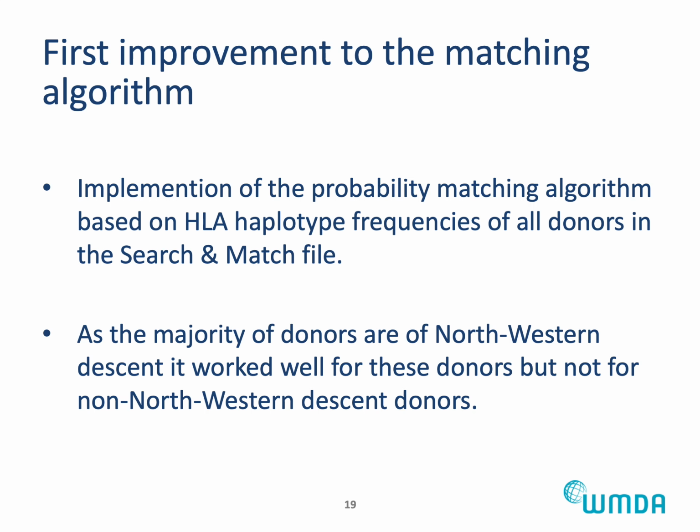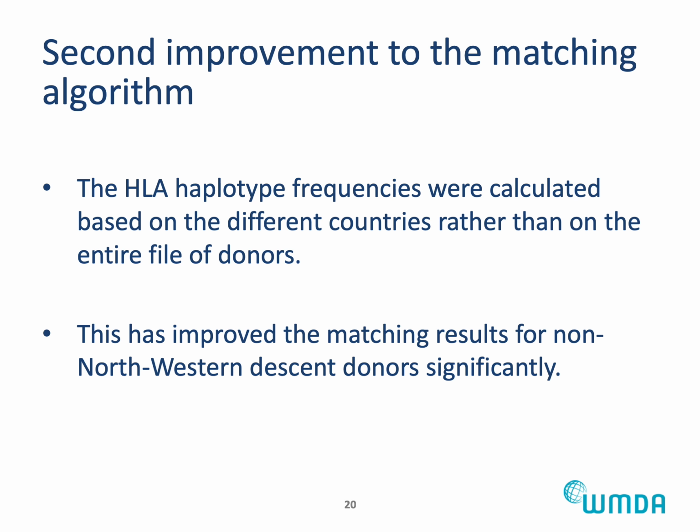The implementation is based on HLA haplotype frequencies of all donors in the search and match file. And as the majority of the donors are of Western descent, it worked well for these donors, but not for non-Western descent donors. A second improvement to the matching algorithm was made. The haplotype frequencies were calculated on the different countries rather than on the entire file of the donors. And this has improved the matching results for the non-Western descent donors significantly.